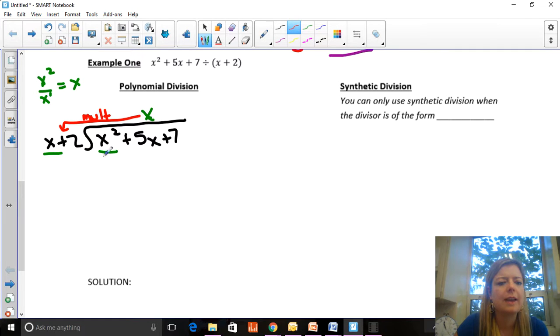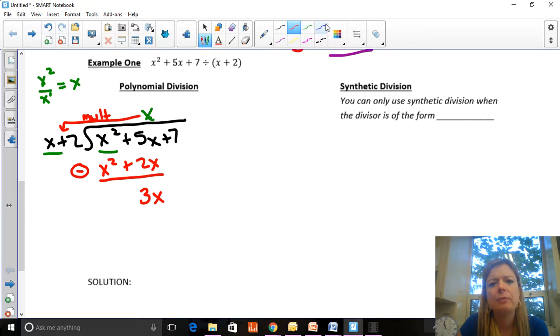And then we're going to write that underneath. So x times x plus 2 is x squared plus 2x. Okay, so we write that underneath. And now we subtract, just like our normal division up top, we subtract. So x squared minus x squared is 0. That should always happen if you did it right. And then 5x minus 2x is 3x. Okay, and now we bring down the plus 7.